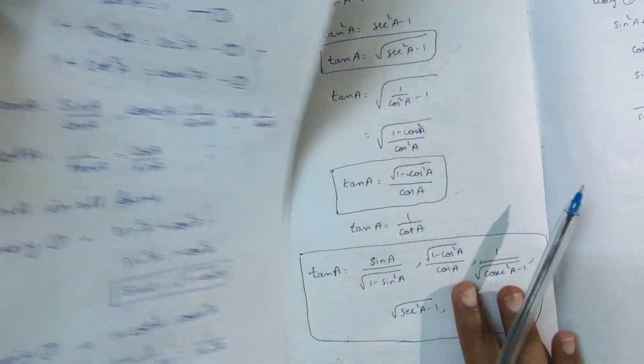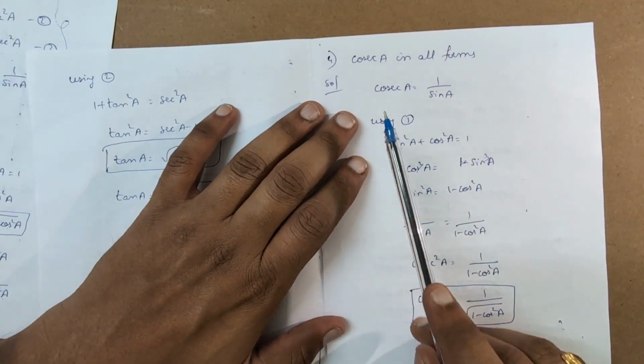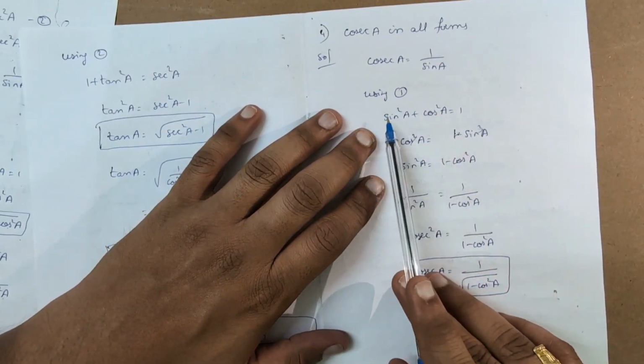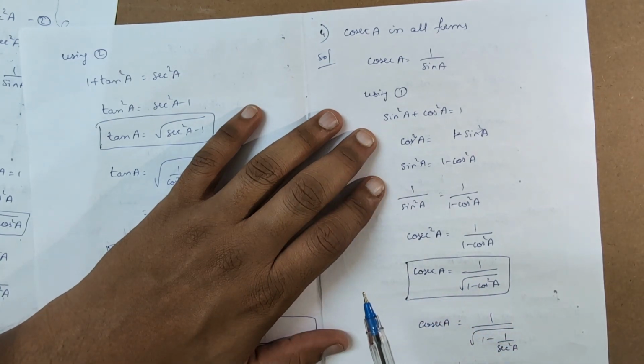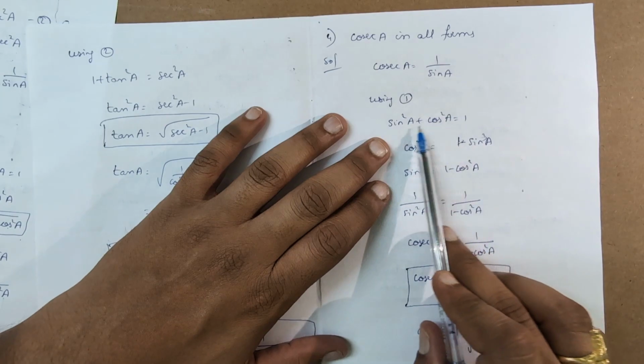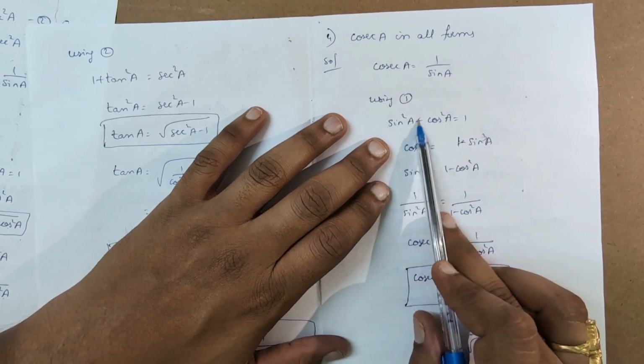Okay, let's move on to the other one, that is cosecant A in all forms. Cosecant A equal to 1 by sine A, which we already know, and then we want cosecant in terms of cos A. So for that I am using this equation because cos A is present here and sine can be converted into cosecant.